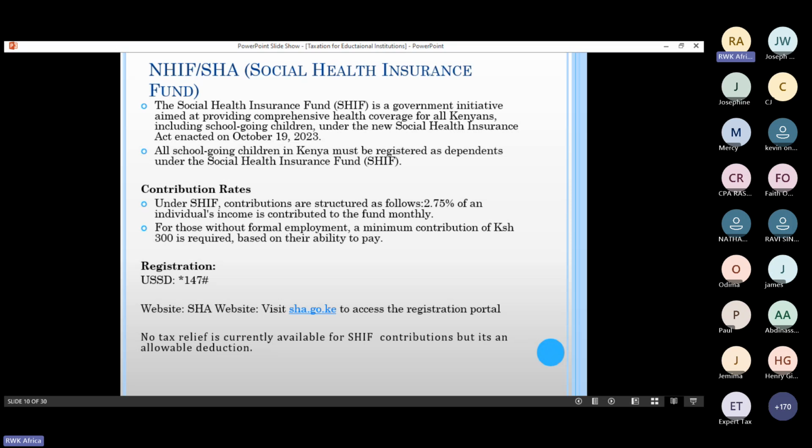But now currently, that insurance relief under the SHIF is not there. Whatever changed, the SHIF contribution is an allowable deduction. It's not subjected to tax.